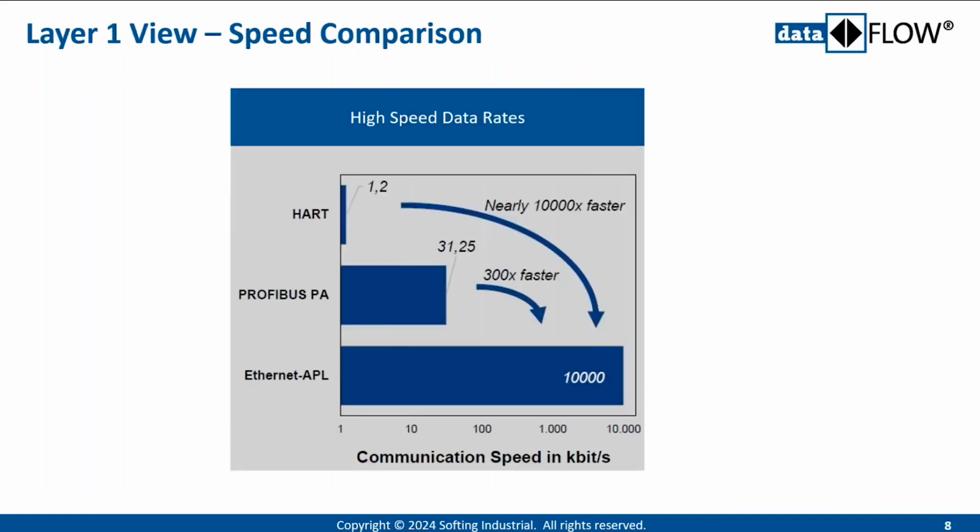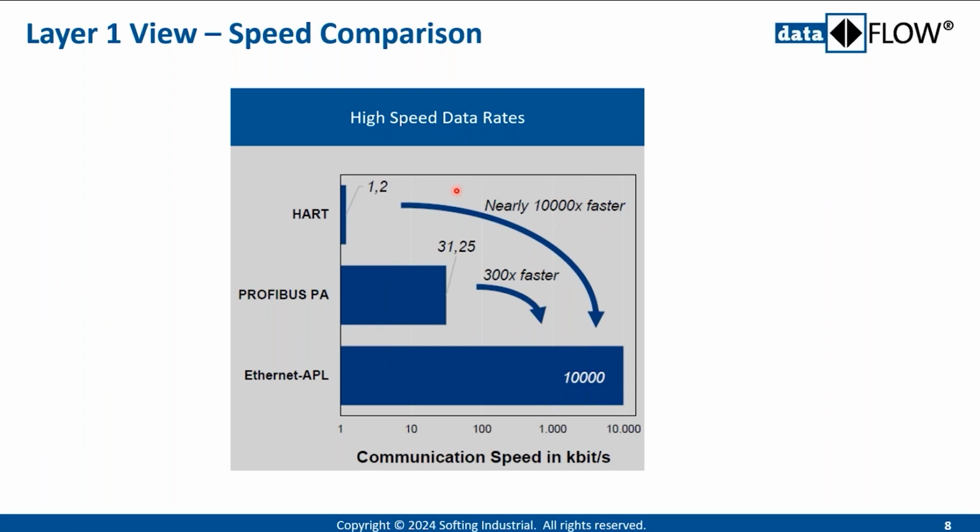Speed comparison, just quickly, again, we are here on level 1. That means just how the bits run from the left to the right side. If you compare HART with 1.2 kilobits per second, PROFIBUS with 31 kilobits per second, by the way, this is exactly the same rate I had with my first modem in the middle of the 90s. And this one is then Ethernet-APL, which is 300 times faster.